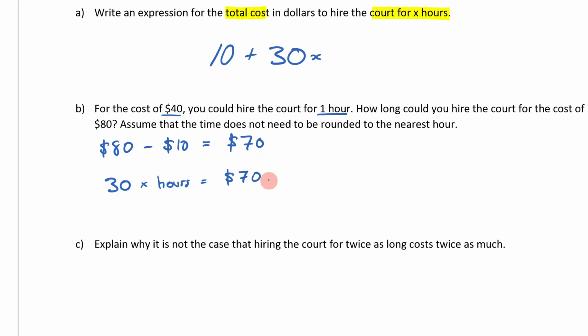To figure out how many hours, what we're going to do is say, well, I've got $70, and I'm going to divide it by 30. How many times does 30 go into 70? Well, would you agree? It goes in twice because 2 times 30 is 60. And then I've got 10 leftovers, don't I? I have 10 leftovers, and that's going to be 10 over 30. So it goes in 2 times with 10 leftovers, and that's 10 over 30. So we can write that down as 2 and 1 over 3.